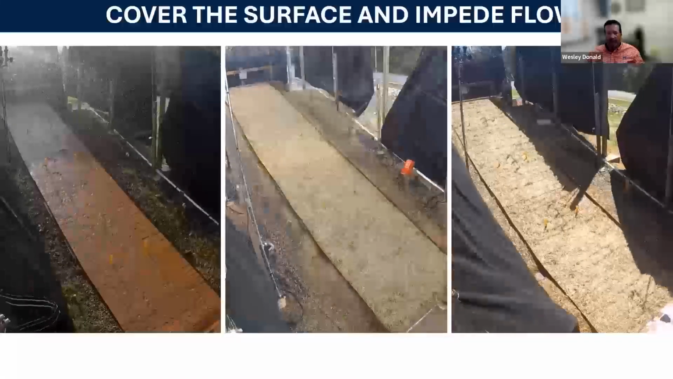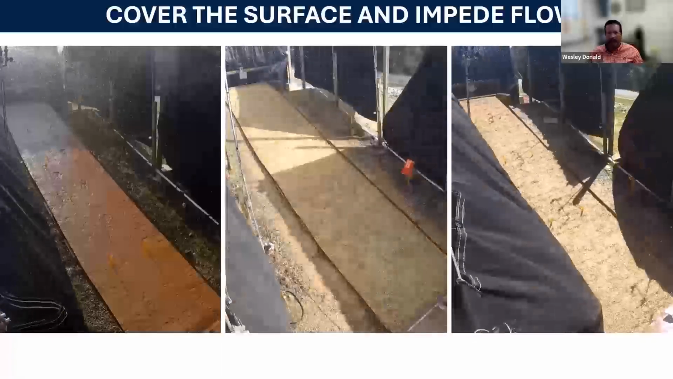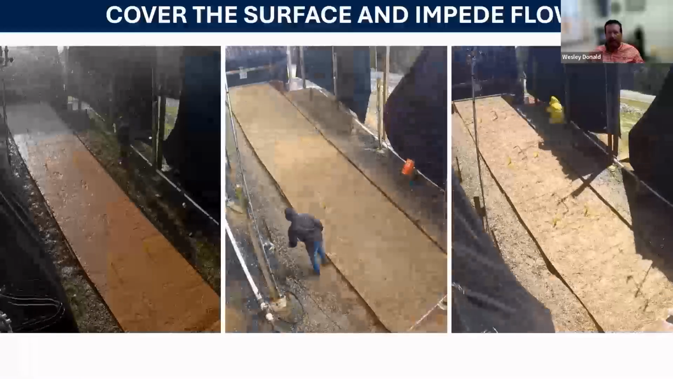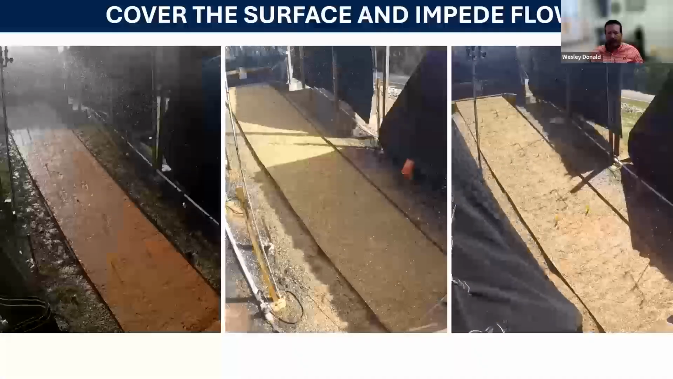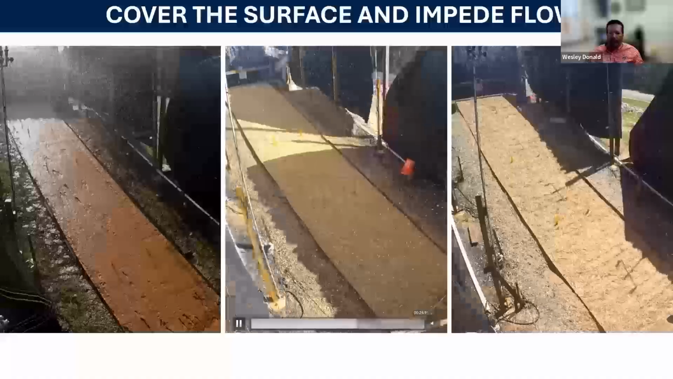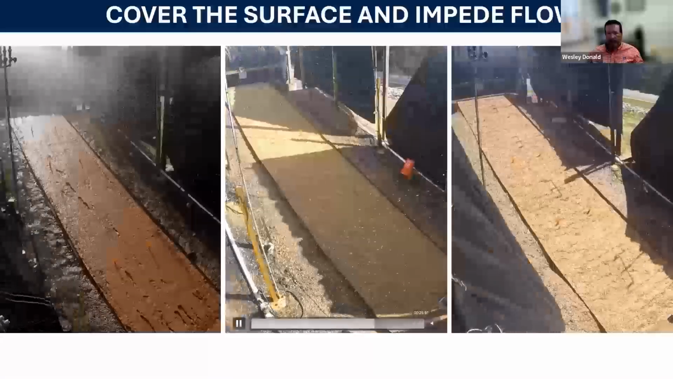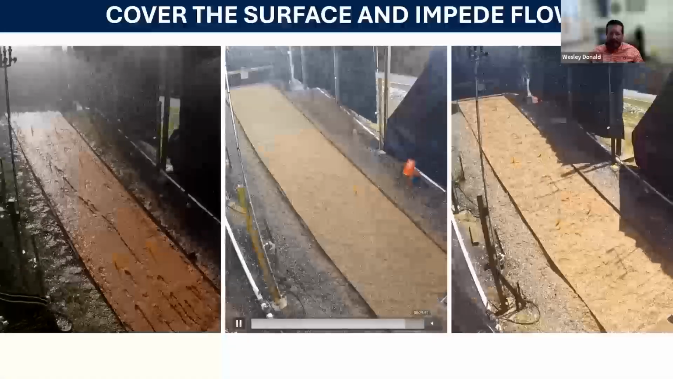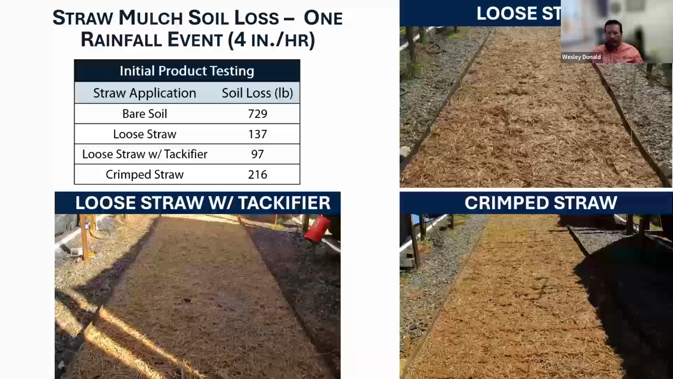So covering the surface, again, we've seen the video on the left. We have two options here on the right. We've got just straw mulch placed over it, and then we've got crimped straw placed over it. These are two separate control options. We think about just throwing straw or throwing mulch over it. What is that doing? It's placing obstacles in the way of our runoff. Crimping it in is going to not only anchor that straw, but is providing another barrier to reduce runoff.